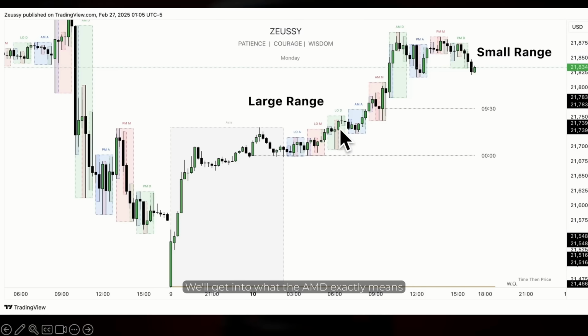We'll get into what the AMD exactly means within these boxes in a bit, but what you can see is that the market again expands towards the upside throughout the New York morning session. So both Asia and London expanded higher, and now we also see that the New York morning session also expanded higher. So the 3 sessions of the day up until that point all expanded higher. And that sets the stage for a New York afternoon session, which is going to be very messy. Why? Because large ranges turned into small ranges. And therefore, whenever you recognize that the market has been expanding higher, you can anticipate that at one point in time, this is going to lead to a consolidation, a tight range.